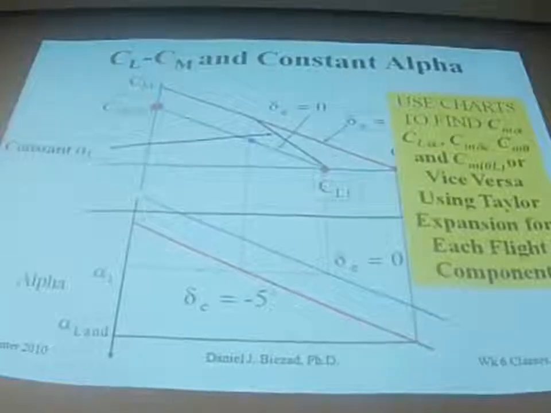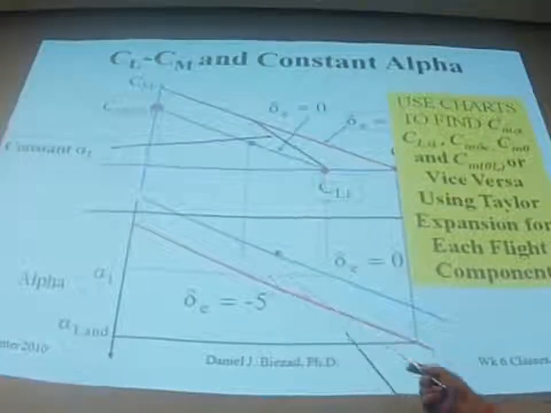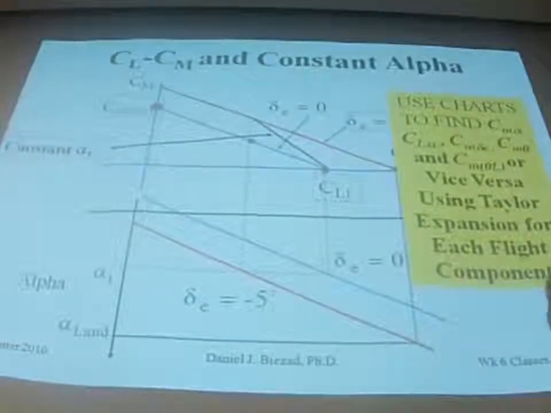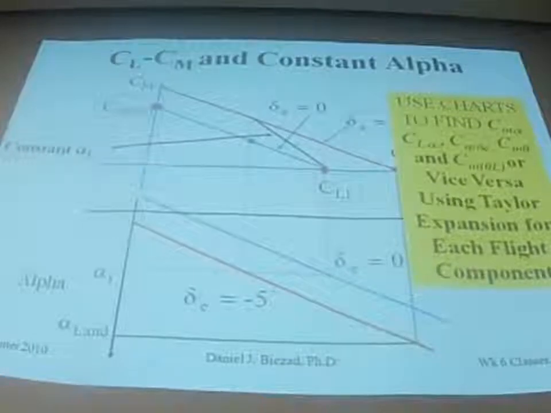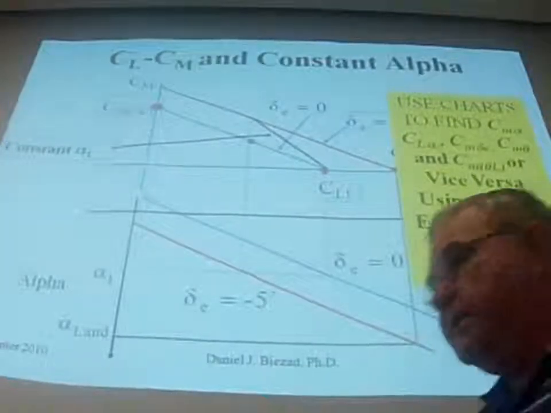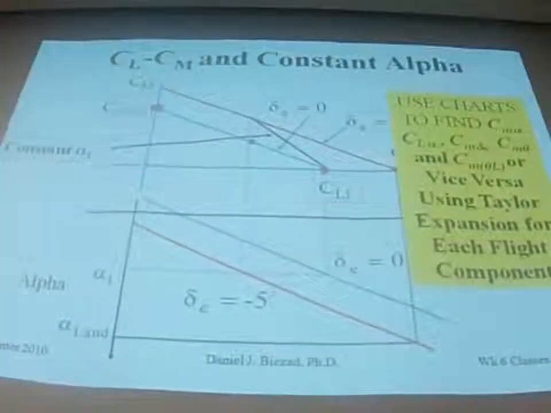CL alpha. Delta CL over delta alpha. Lift curve slope. Either one of them will do. Yes? Positive number. Turn your head 90 degrees and you see a positive number. CL delta E. CL delta E. That's the lift due to elevator deflection.